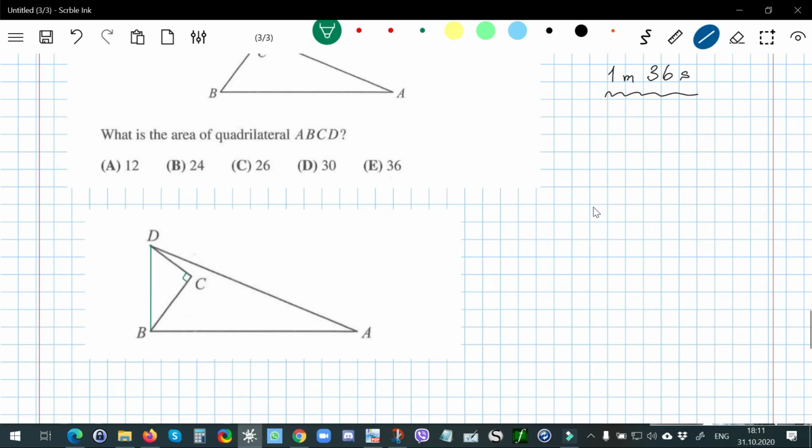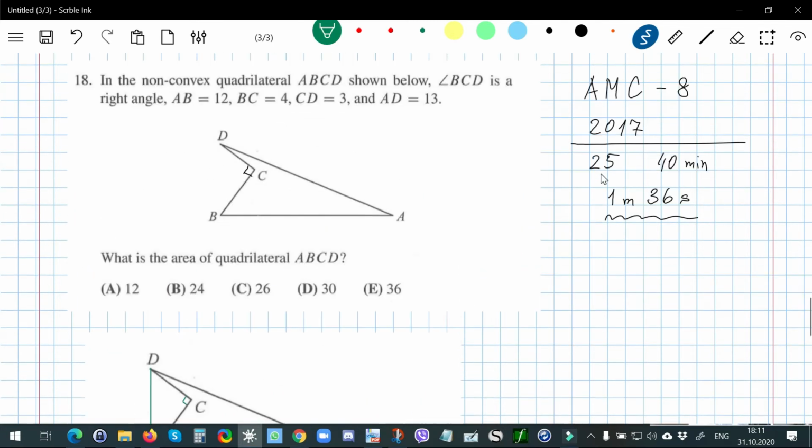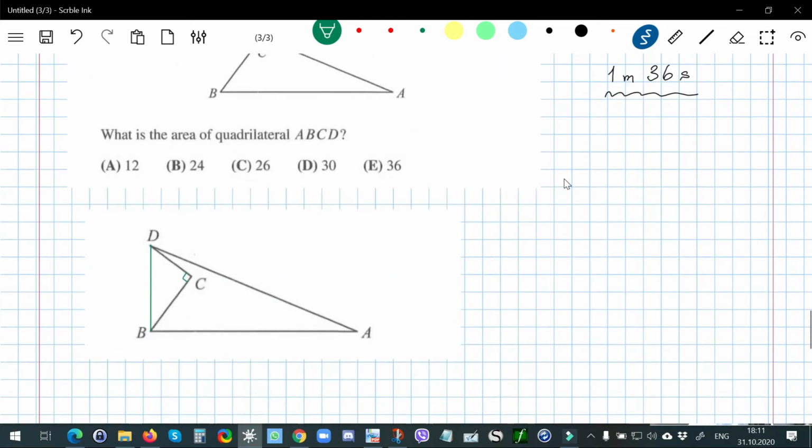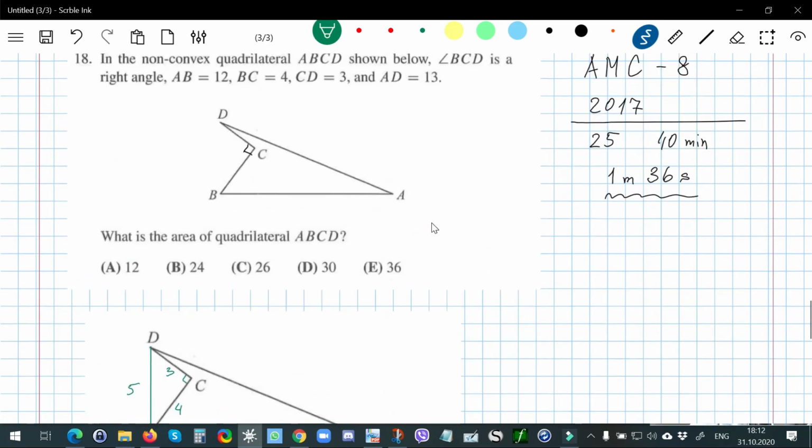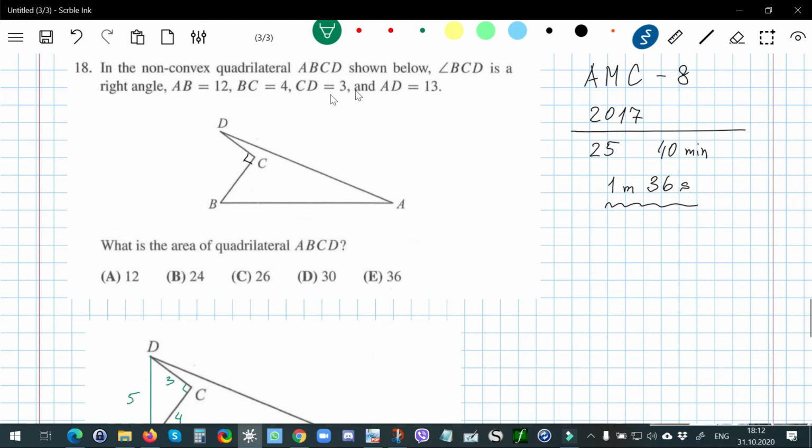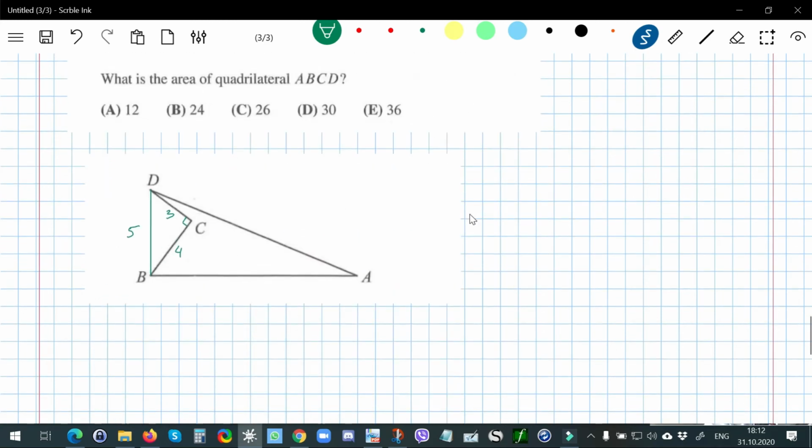Again, this is the right angle. So what we have here is BC. Let us remind each other: BC is 4 and CD is 3. This one is 4, this one is 3. It immediately gives us that BD is 5. But if we look at AB and AD, AB is 12, AD is 13, which in turn gives us the fact that ABD is a right triangle.